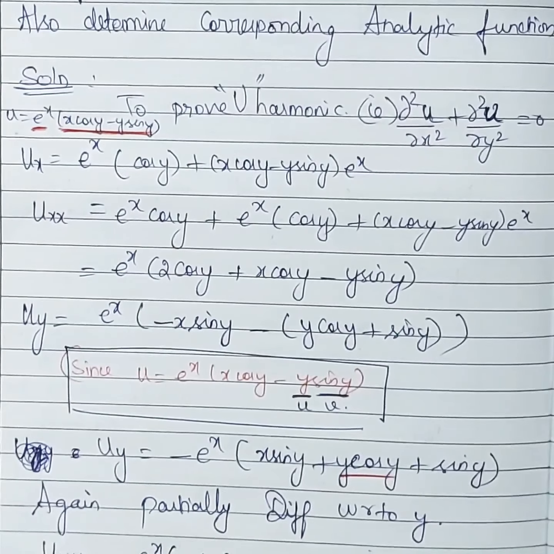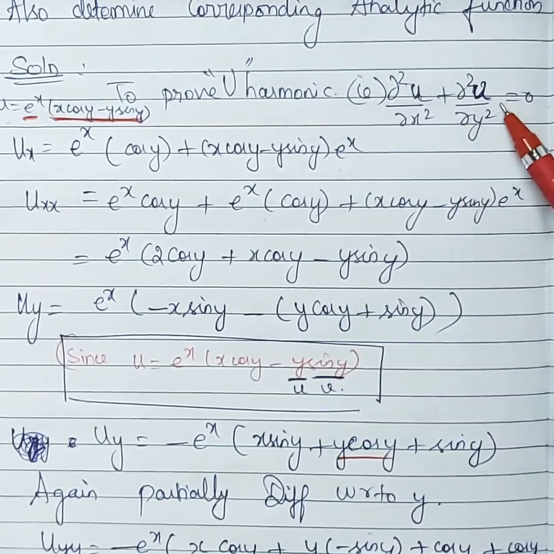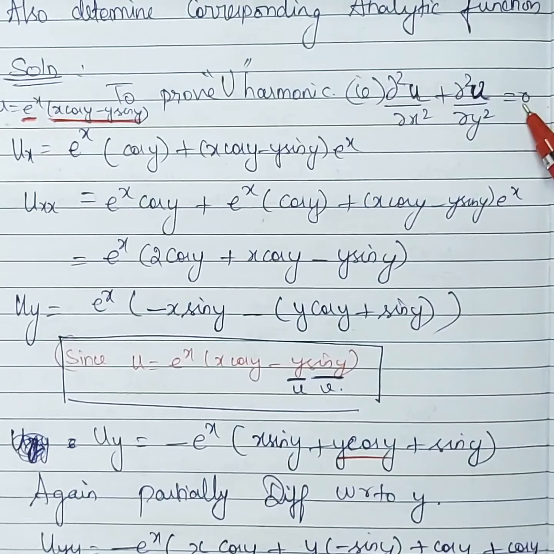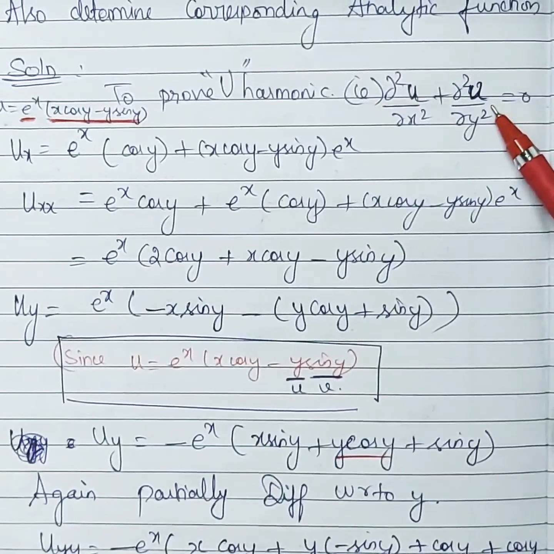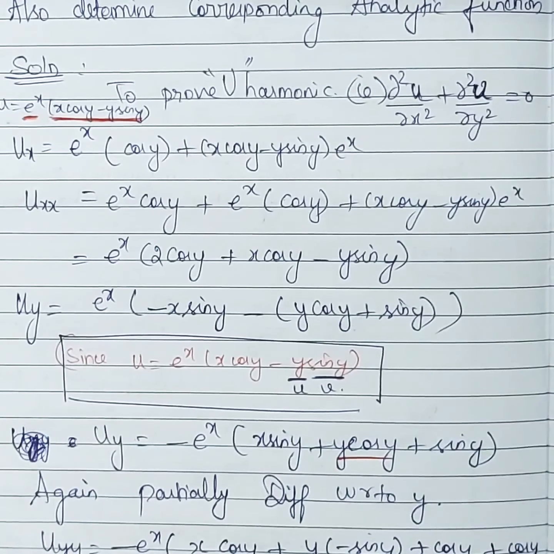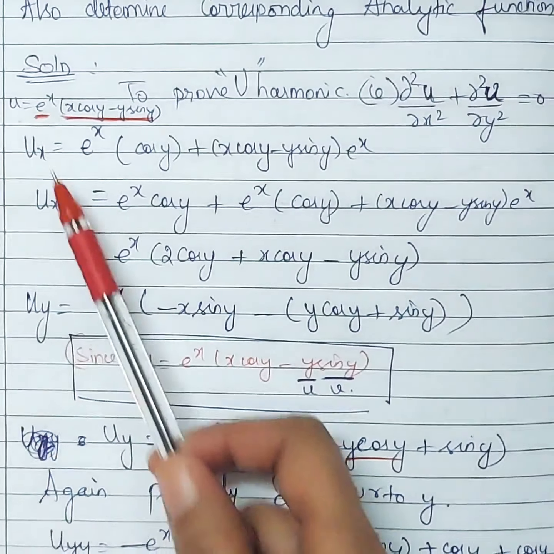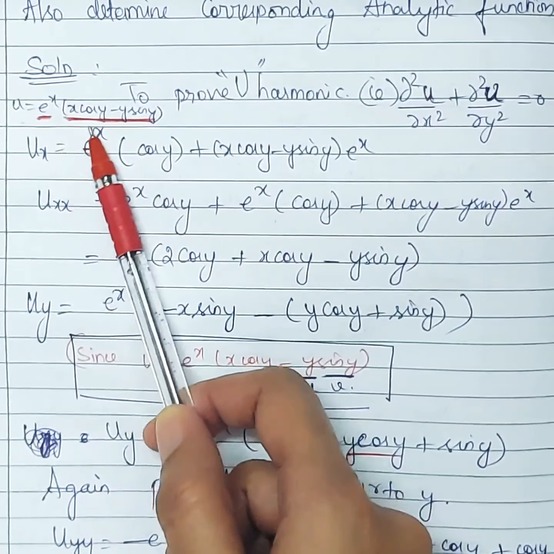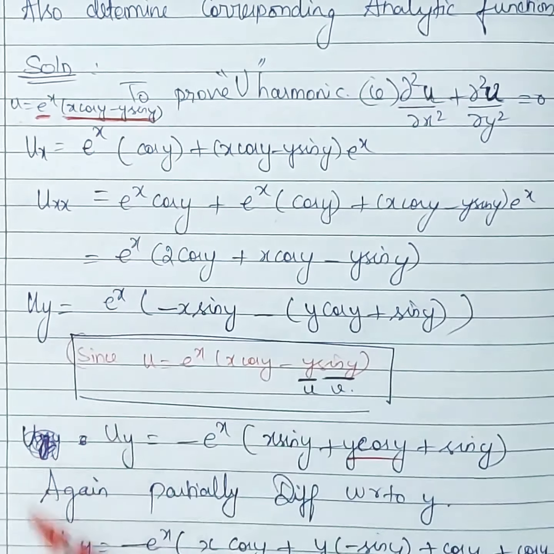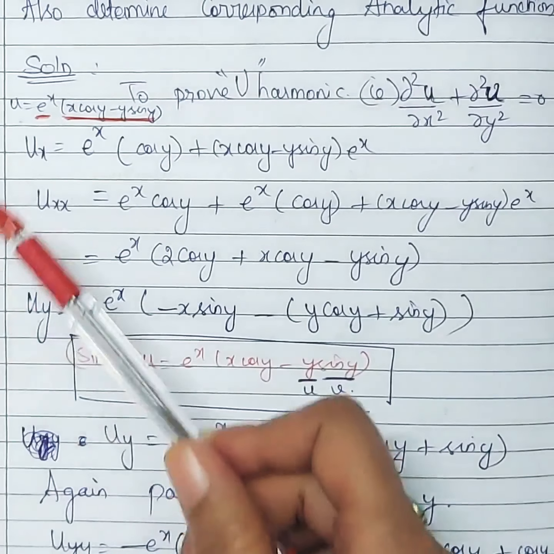Now I have to prove u is harmonic. So what do I have to prove? Del square u by del x square plus del square u by del y square is equal to 0. Don't write v here. Both are u. If u is harmonic, I will write u in the numerator. So now we have u. It is better to write u once again and decide whether there is a multiplication when you are differentiating. See, we have e power x as the first term and the second term again contains x cos y minus y sin y. So for u v in differentiation we are going to follow the product rule.